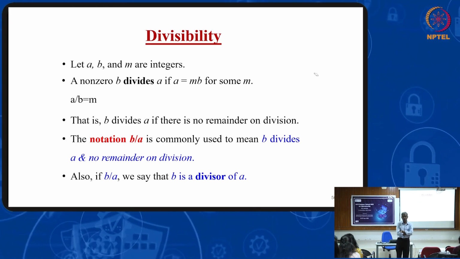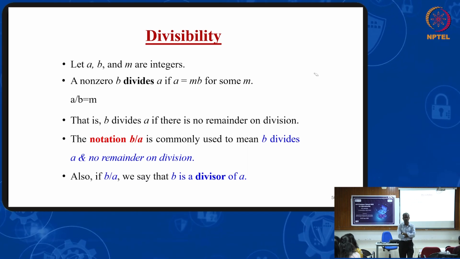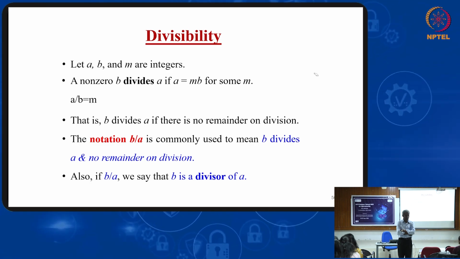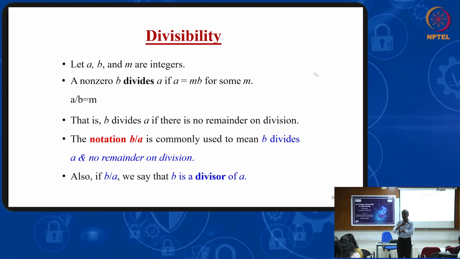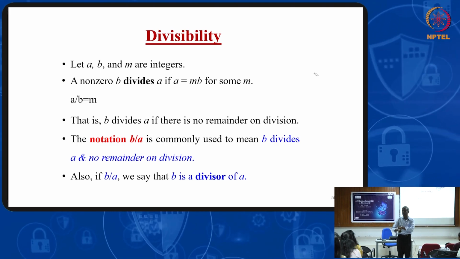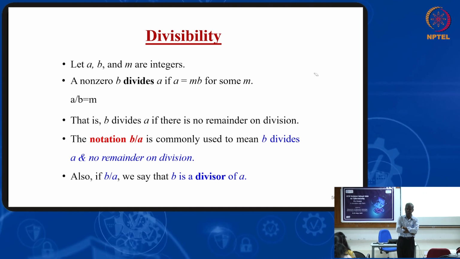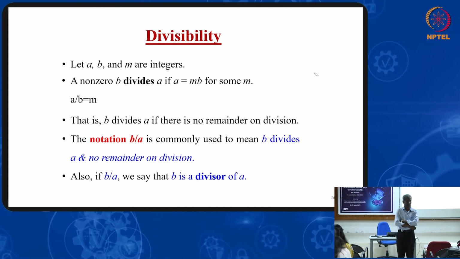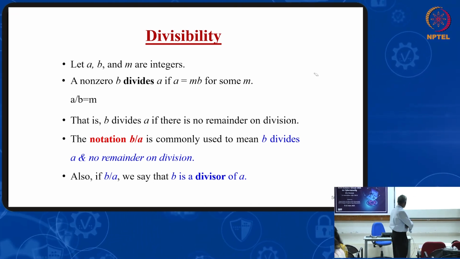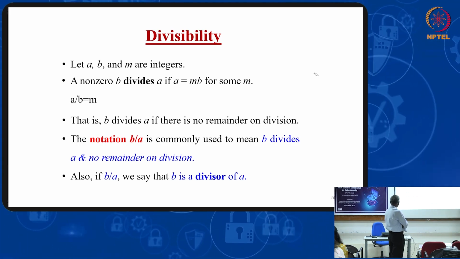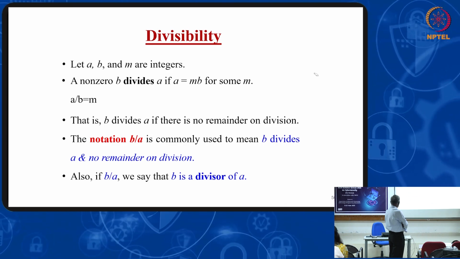One example, 5 divides 10. Does 5 divide 10 or not? 5 divides 10. Therefore, 5 is a divisor of 10. 5 divides 15. 5 does not divide 16. Okay. So, the concept is like this. If B divides A, then B is a divisor of A.